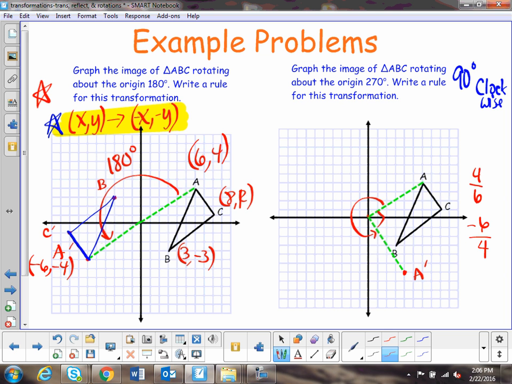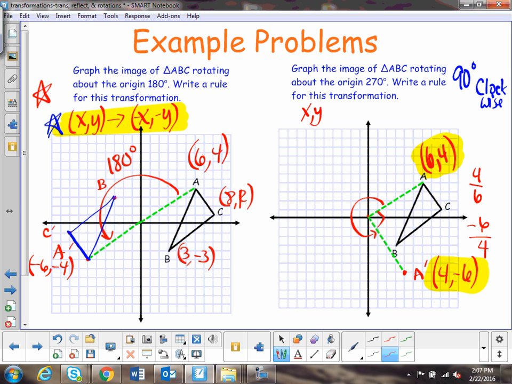So go from the origin down 6. So you have that negative 6. All right, what is A at? 6 comma 4, right? What's A prime at? 4, negative 6. Okay, focus on those two coordinates, this one and this one. And let's write the rule so that we don't have to do this over and over again. What's the rule, guys?